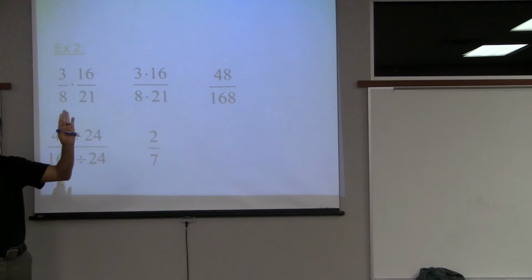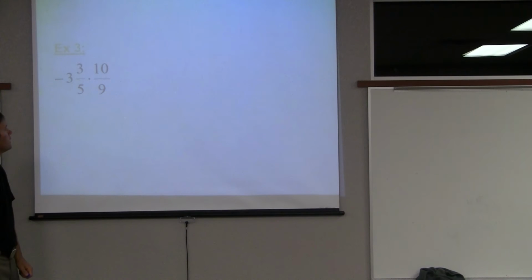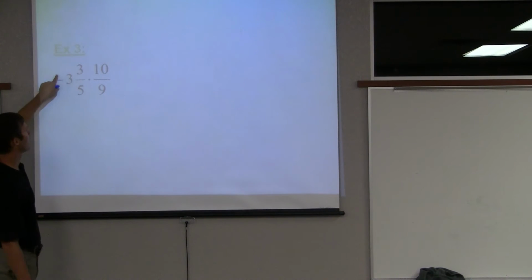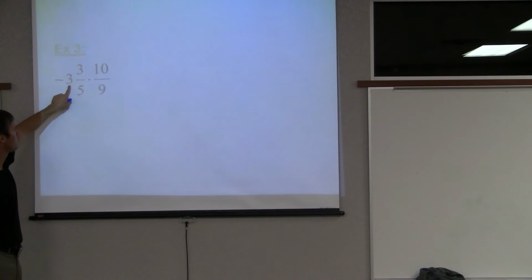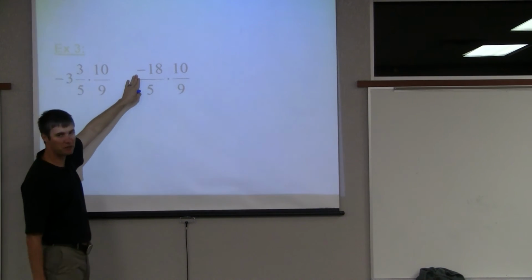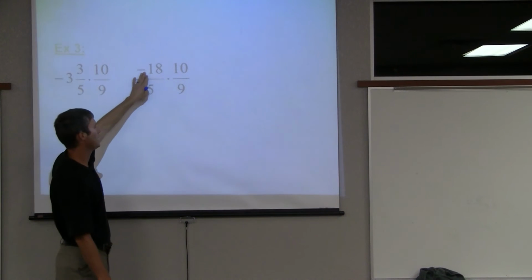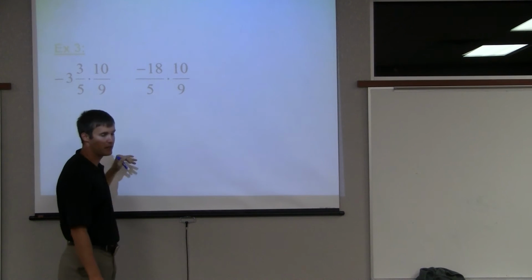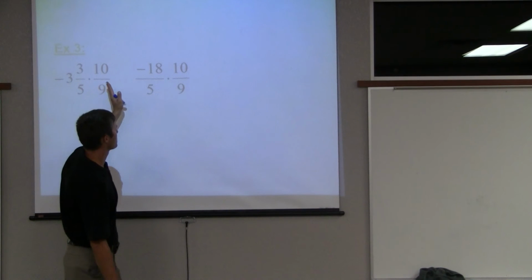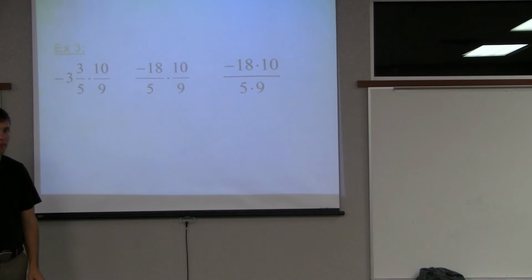But for multiplication and fractions, remember, multiply straight across. So here we have a mixed fraction, so we need to multiply 3 times 5. 3 times 5 is 15, plus 3 more gives me 18. Just leave the negative sign on there, don't worry about it. What we look at is we have a negative and a positive, so in the end, I'm going to have a negative. So we multiply straight across, 18 times 10, 5 times 9.